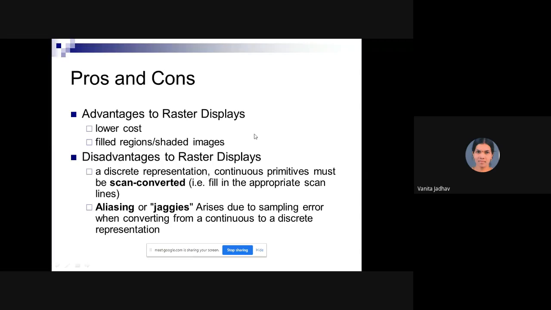And what are the disadvantages to raster display? A discrete representation, continuous primitives must be scan converted, that is fill in the appropriate scan lines. So just I said that what is the major disadvantage? Unnecessarily it visits to the pixels which are not part of the picture. So major second disadvantage, that is aliasing or jaggeds, arises due to sampling error when converting from a continuous to discrete representation. To understand this aliasing, so this is the aliasing or jaggeds.